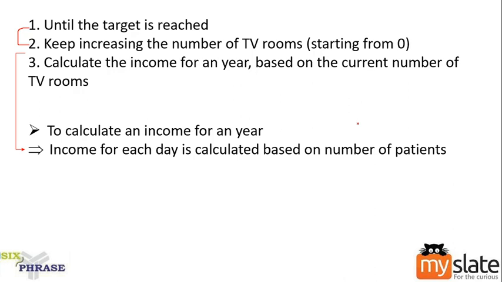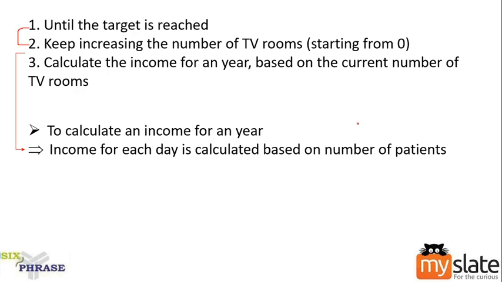Okay. Some days I will have 40 patients. So all of them will have a room. Some days I may have 0 patients. Some days I might have 3 patients. So based on that, income will differ. Okay. So what should you do? Calculate income for each day. How will you calculate that? Based on the number of patients.